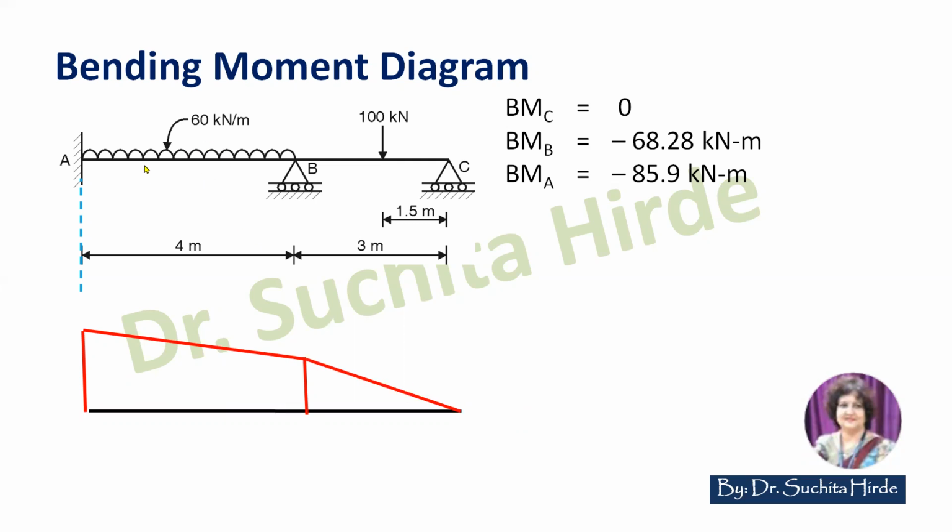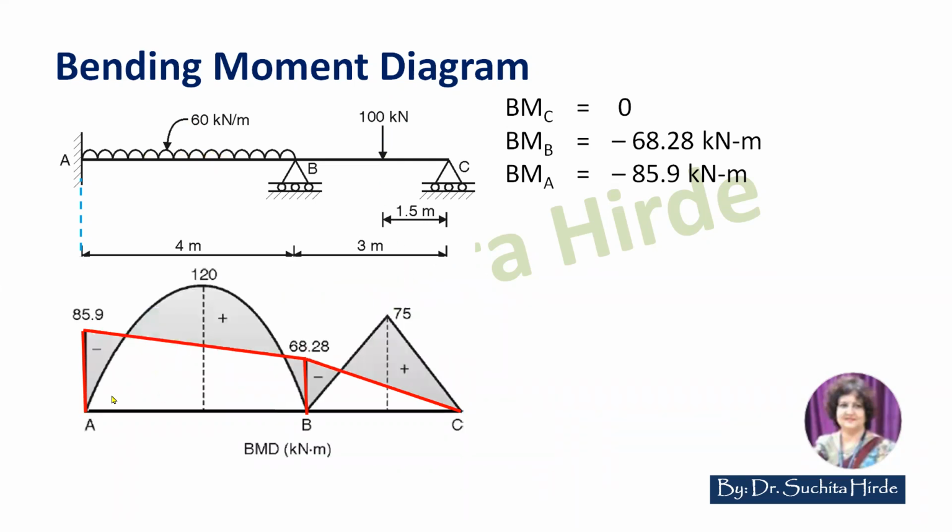Over this, we superimpose the bending moment diagram due to load. Due to 60 kilonewton, it is WL square by 8. And due to 100 kilonewton, it is WL by 4. So if you superimpose, it will look like this. So this is the bending moment diagram for this beam.